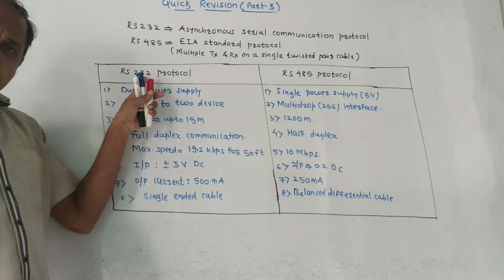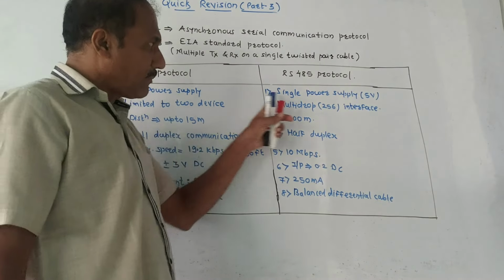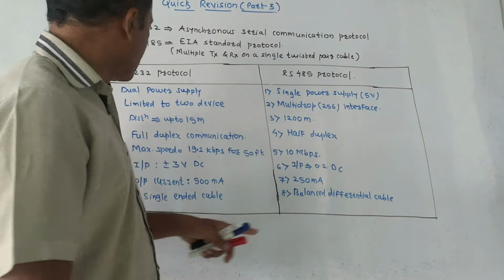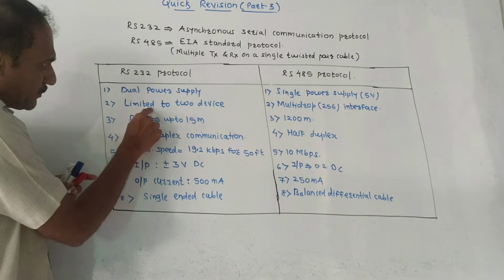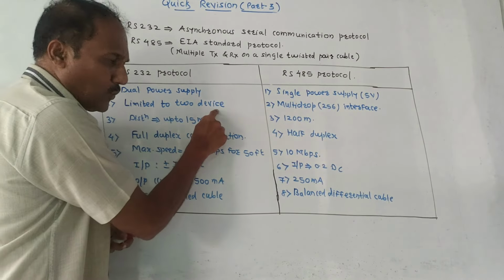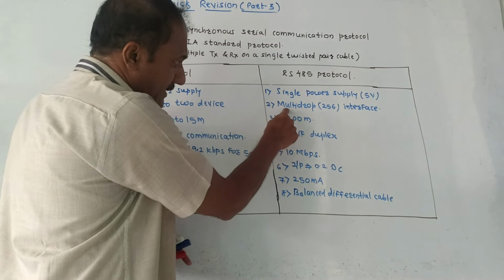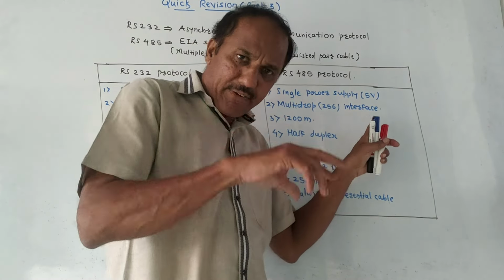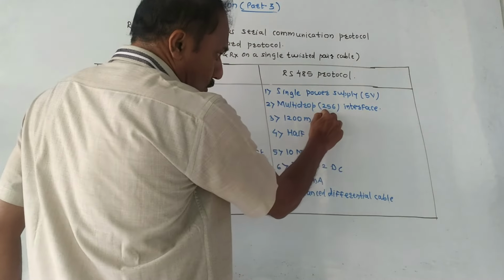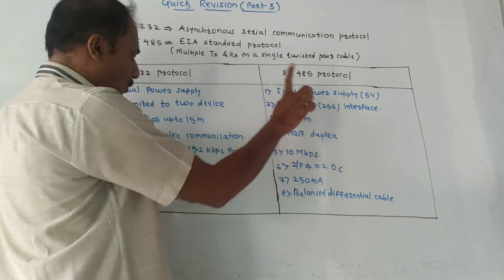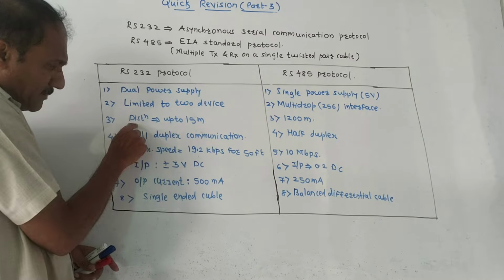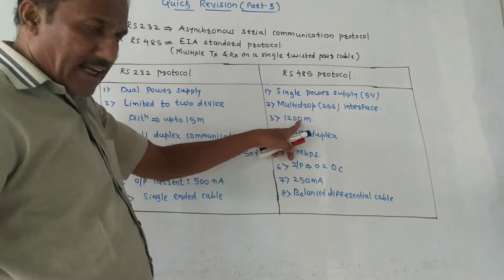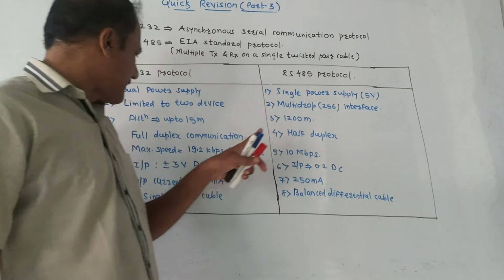First, for RS-232, we need a dual power supply, whereas for RS-485, a single power supply of 5 volt is sufficient. Then RS-232 is limited to only 2 devices. RS-485 is applicable for a multi-drop interface, meaning many devices can be interfaced. You can extend the number of devices up to 256. Then the maximum distance for RS-232 is up to 15 meters, whereas RS-485 can be extended up to 1200 meters.